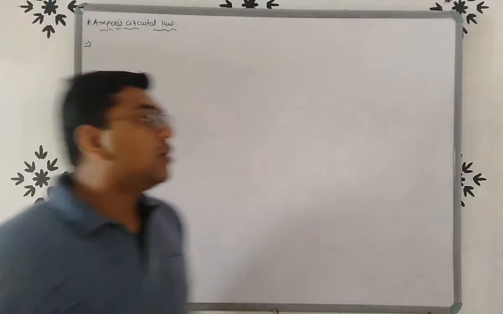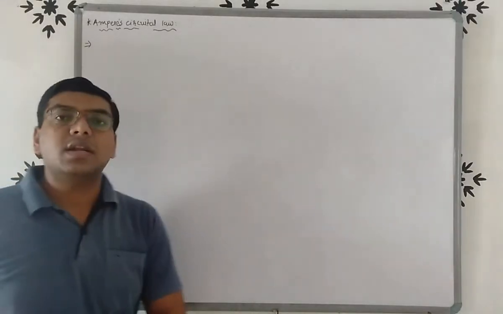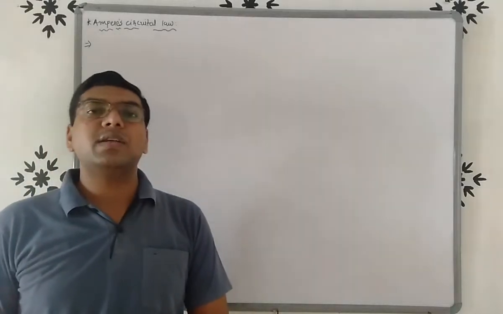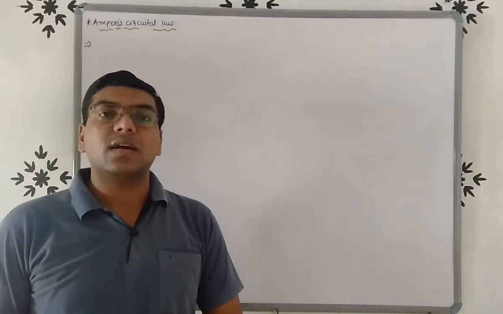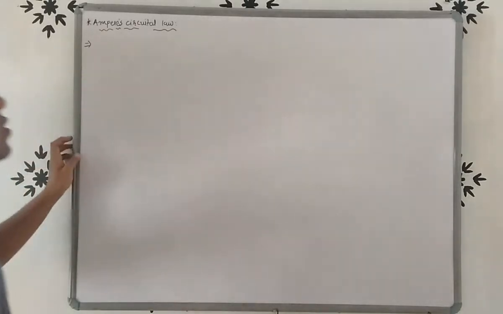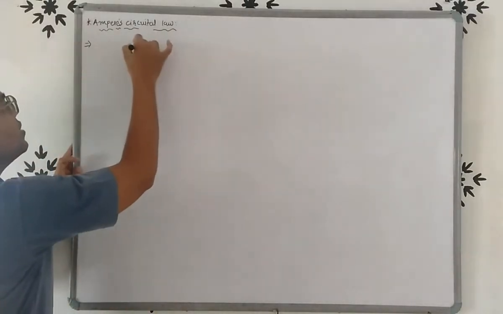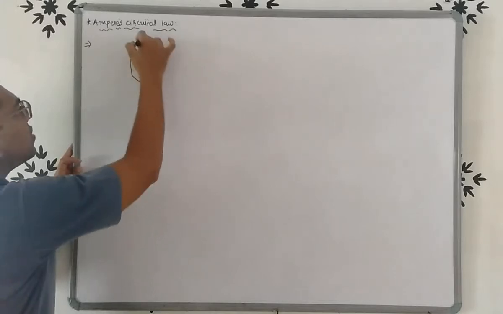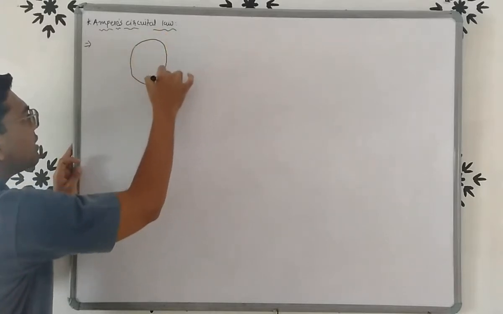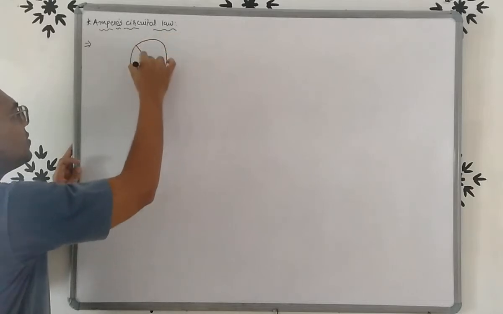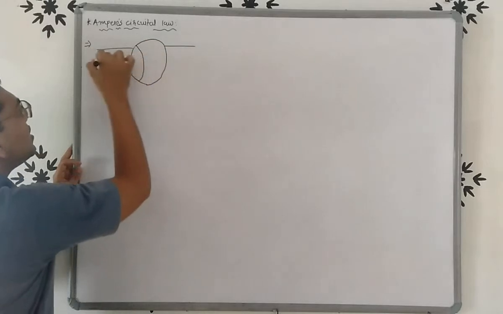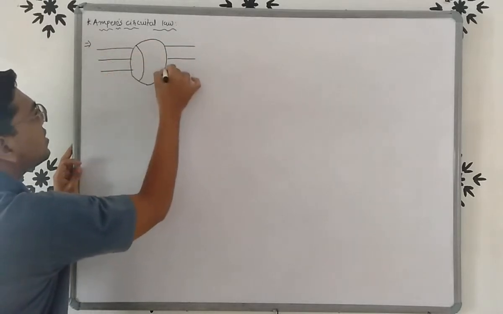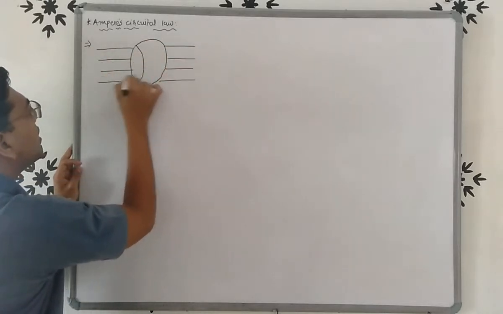Now to explain this Ampere circuital law, we consider one open surface having a boundary, and the current is passing through this open surface having a boundary. So consider, friends, this is one open surface like this, and this open surface has this boundary, right? And here the current is passing through this open surface having a boundary.